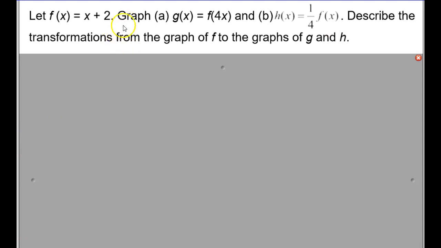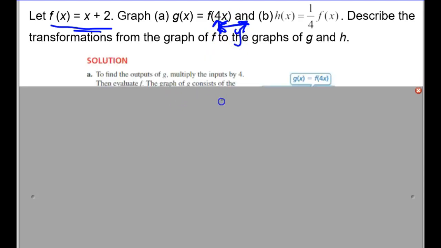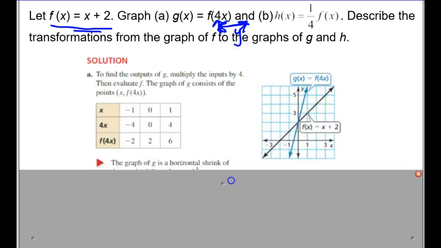So here again, we're looking at something very similar. I've got my x plus 2 as my parent function, so we're always going to graph that. Here my whole number, my bigger number, is inside, so that tells me we're going to be stretching and shrinking going across, which tells me that my y-intercept is going to stay the same. So let's take a look at what that looks like.